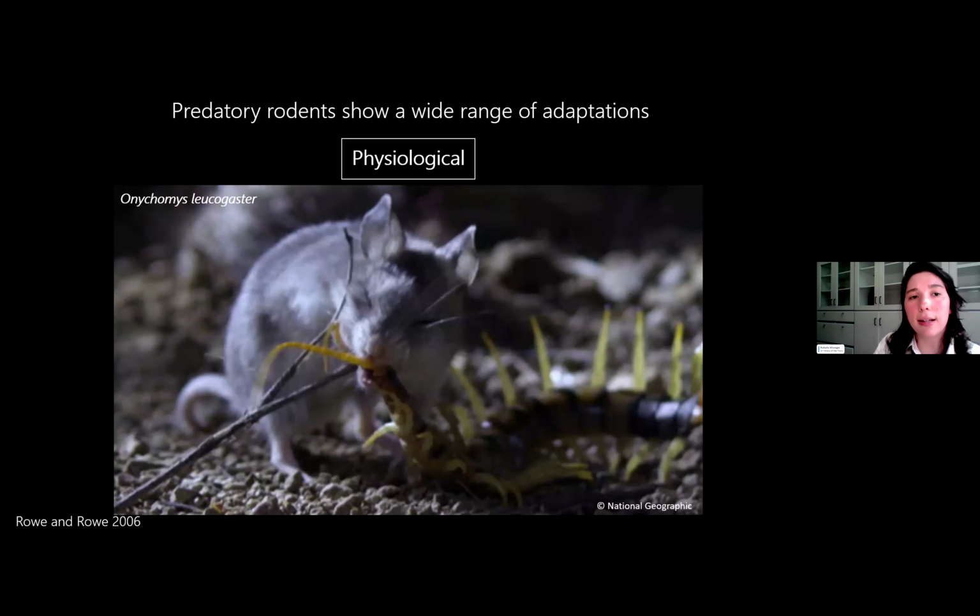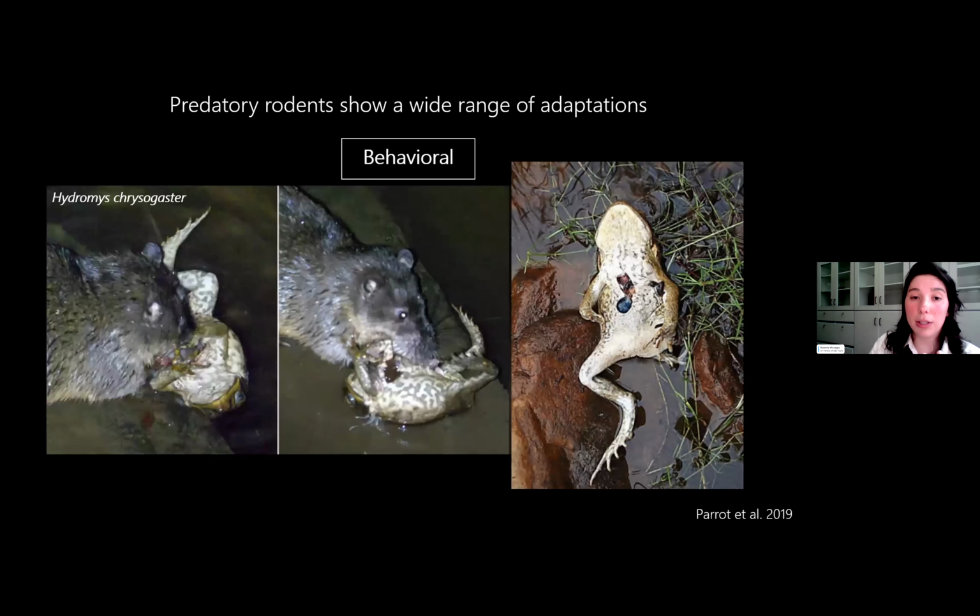This is a great example of the wide range of adaptations that these species show. In Onychomys, instead of inducing pain, the sensory receptors can bind to the toxins and use them to block the pain signals. So we see here a good example of physiological adaptation to predatory behavior.